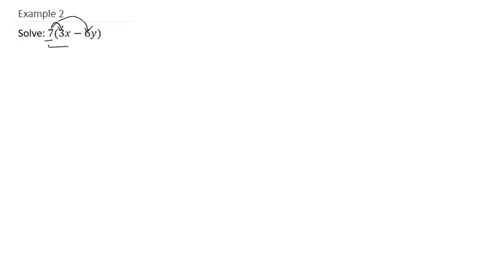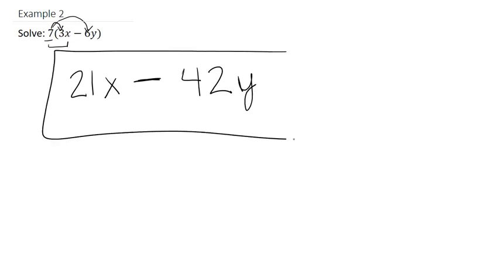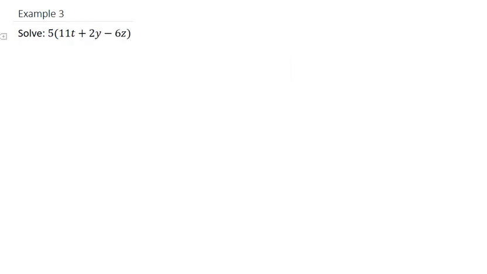So first, let's deal with the first term. 7 times 3 is 21, and we leave the variable as x as is, and then we have this negative sign, so we need to make sure we include it. We'll just leave it right there. Now 7 times 6 is 42, and then we leave our variable as y, and so this would be our solution to this problem. Let's do one final example.